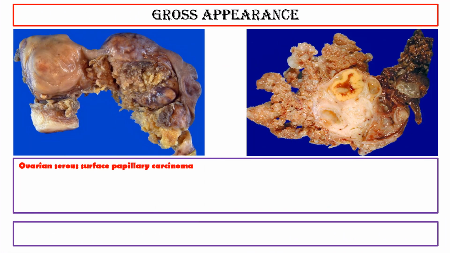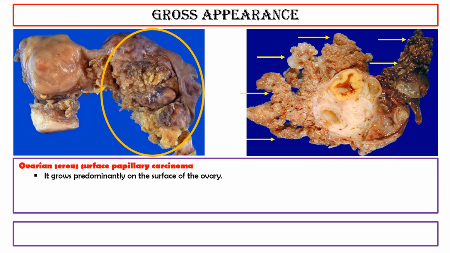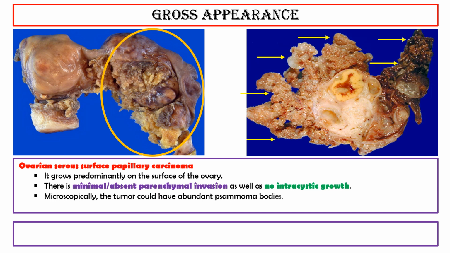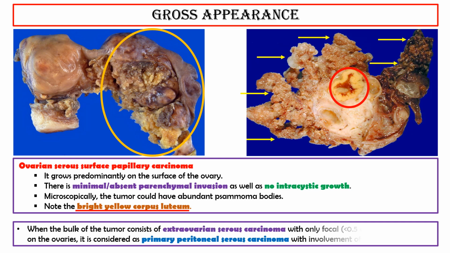Ovarian serous surface papillary carcinoma. It grows predominantly on the surface of the ovary. There is minimal or absent parenchymal invasion, as well as no intracystic growth. Microscopically, the tumor could have abundant psammoma bodies. Note the bright yellow corpus luteum in this photo.